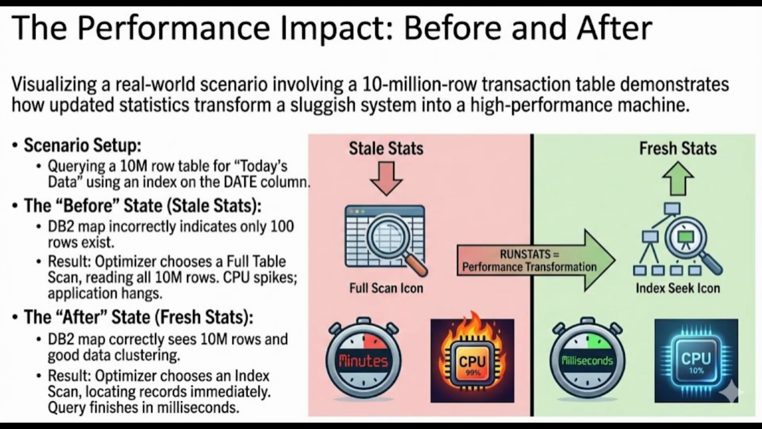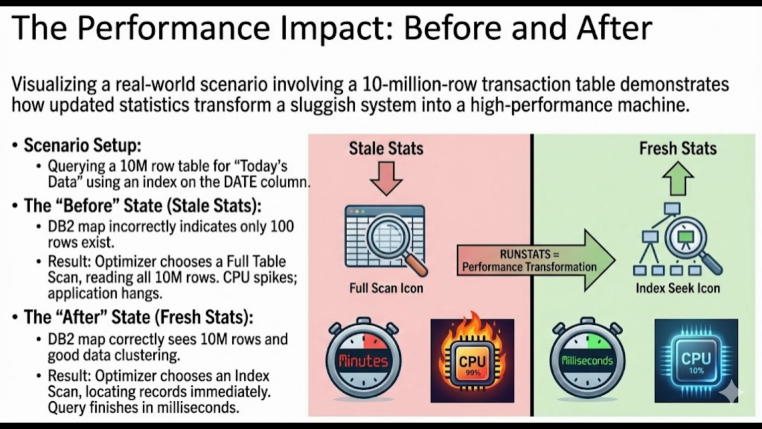Let's visualize this with a real-world scenario. Imagine you have a customer transaction table with 10 million rows. You have an index on the date column. Scenario A, the before state. You just loaded 5 million new records for the current month. You haven't run stats yet. You run a query, select star from transactions where date equals today.